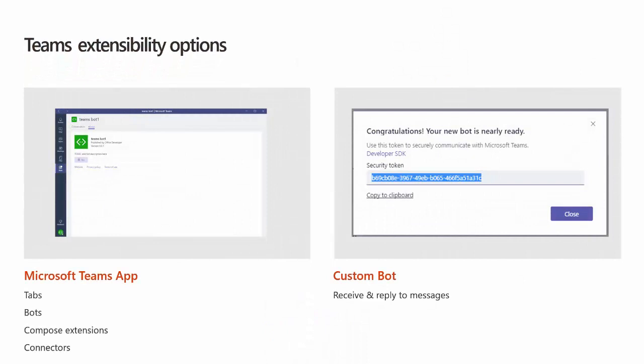Extending Microsoft Teams has two high-level approaches. One is to create a Microsoft Teams app. Included in a Microsoft Teams app are tabs and bots and connectors, as well as compose extensions. The other option is to create a custom bot, which will only receive and reply to messages. Custom bots are a quick way to get started if you have a bot that interacts with other applications such as Skype and you want to extend it into Microsoft Teams. Your best, most full-featured method would be creating a Microsoft Teams app, but again, you can do one-offs with the custom bot.